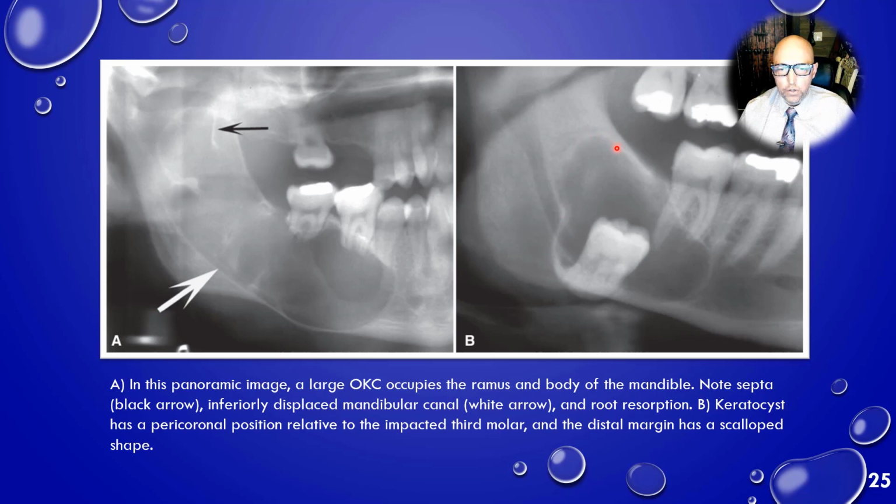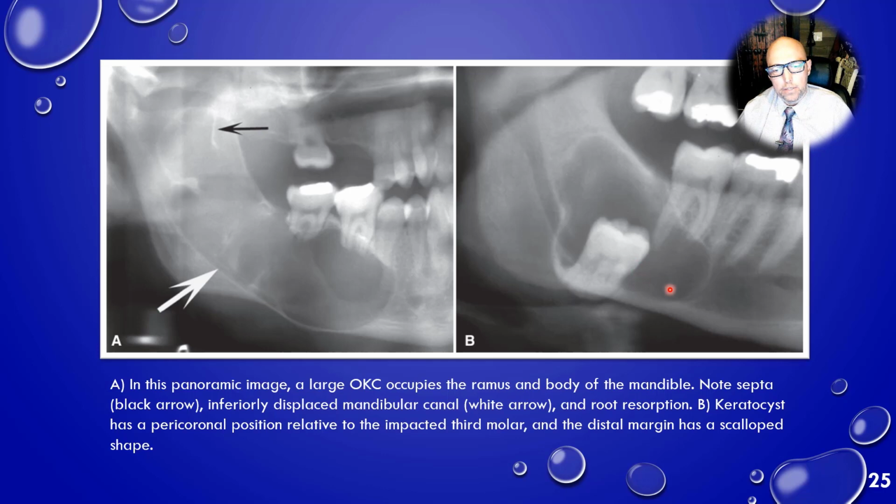And this one's more of a unilocular OKC. When they start, they can appear unilocular, or they can stay a unilocular lesion or start to develop the multilocular appearance. This one is displacing the tooth downward. So we just covered dentigerous cyst. How does this one look different than your typical dentigerous cyst? Give you a second to think about that.